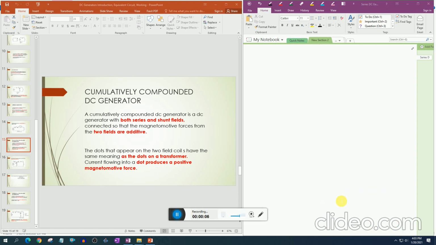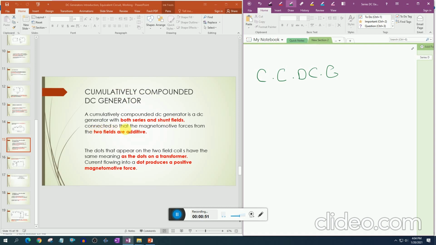The next type of generator is the compound generator, and we studied in DC motors that one is the cumulative compounded motor and the other is the differential compounded motor, and here the type is the cumulative compounded DC generator. A cumulative compounded DC generator is a DC generator with both series and shunt fields. Now this generator consists of both windings. One field coil is in series and one field coil is in shunt. So the connection of these series and shunt windings will tell whether the generator is cumulative compounded or differentially compounded.